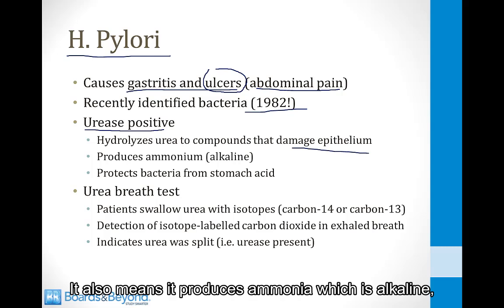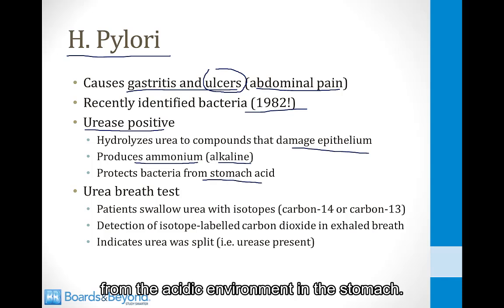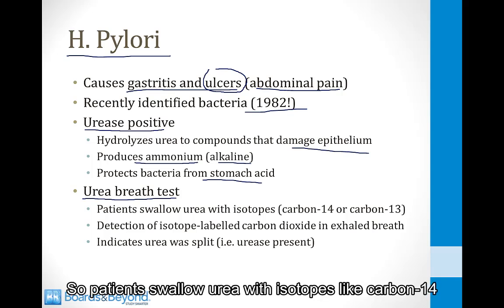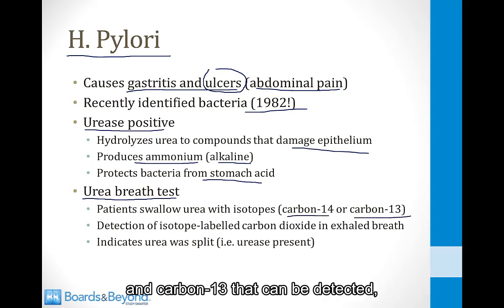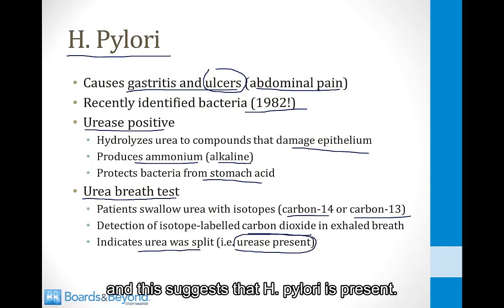It also means it produces ammonium, which is alkaline, and this helps protect the bacteria from the acidic environment in the stomach. In addition, the urease positivity is useful for diagnosis. There's something called the urea breath test. So patients swallow urea with isotopes like carbon-14 and carbon-13 that can be detected. When they exhale, if you detect isotope labeled carbon dioxide in the exhaled breath, it means urea was split by urease. It means there's urease present, and this suggests that H. pylori is present.